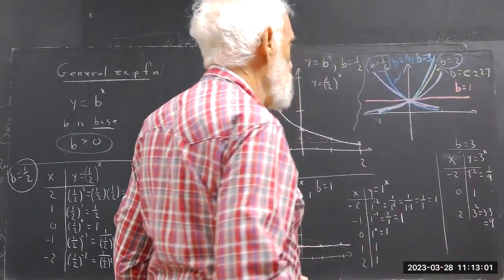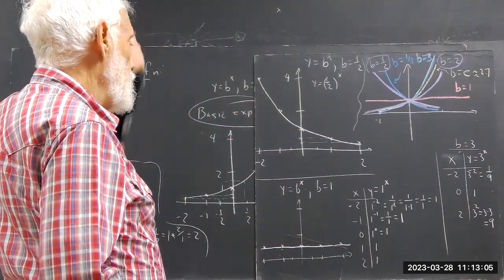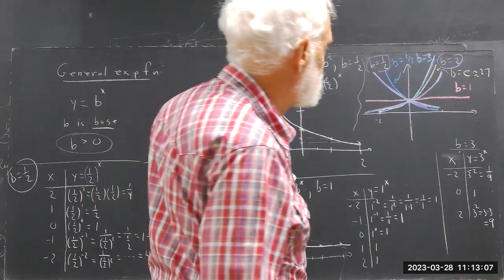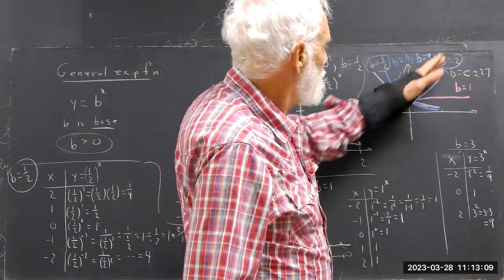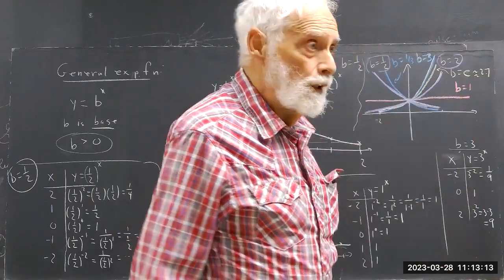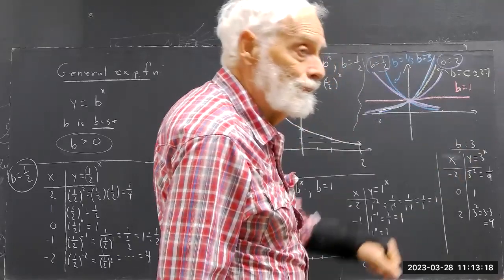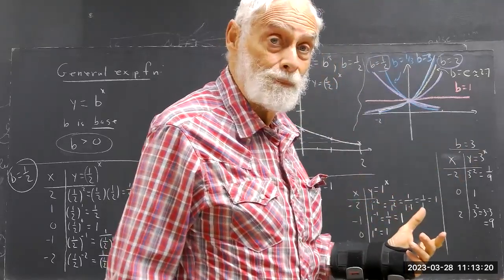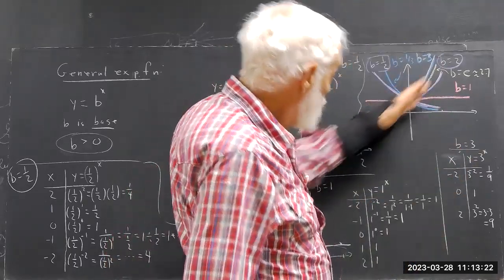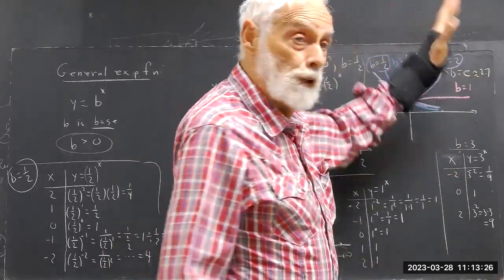These graphs, there's our B equals 1 graph. Then you see, if B is 2, we're here. If B is 1, we're here. If B is 1/2, we're here. When B goes less than 1, your graph starts decreasing. If B is bigger than 1, the graph is increasing. The bigger B is, the faster the graph increases.